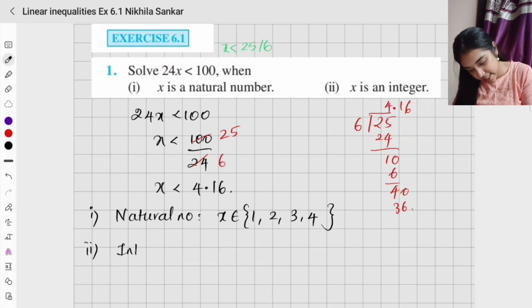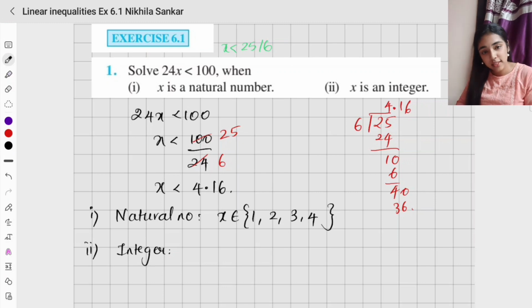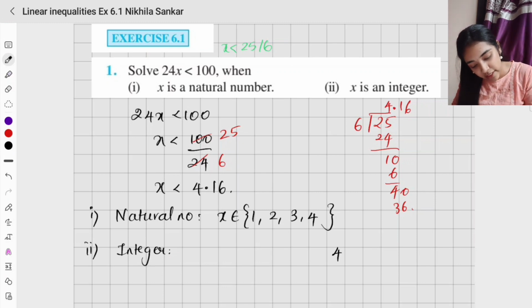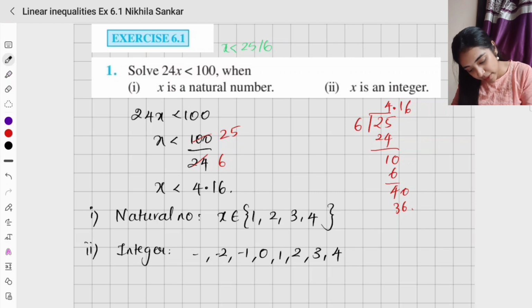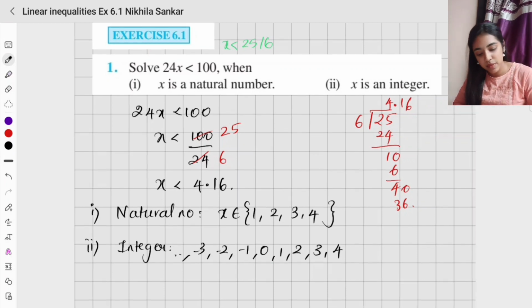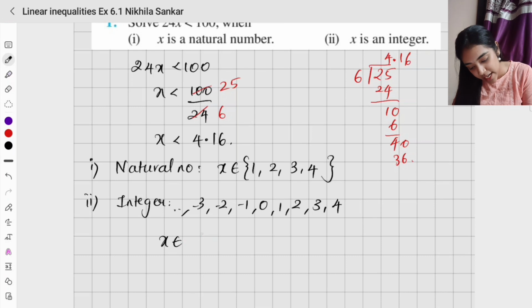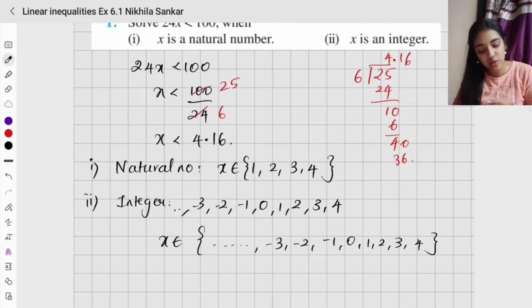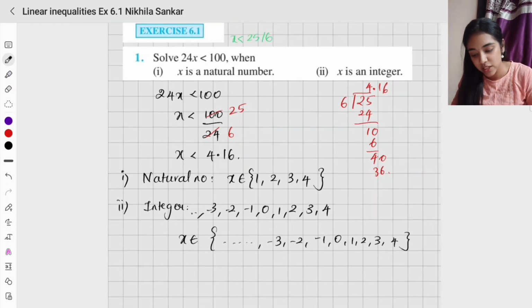Second subsection, x is an integer. Integer means it includes all the negative numbers also. So my values end at 4. What values are there before that? 3, 2, 1, 0, -1, -2, -3 and no end. Negative numbers have no end. So what is my solution set for x? It is going to have all the values from -infinity, -3, -2, -1, 0, 1, 2, 3, 4. It is going to include all the values from -infinity to 4, but only integers. Okay, it will not include real numbers like 1.1, 1.2. Okay, only integer numbers. Please copy.